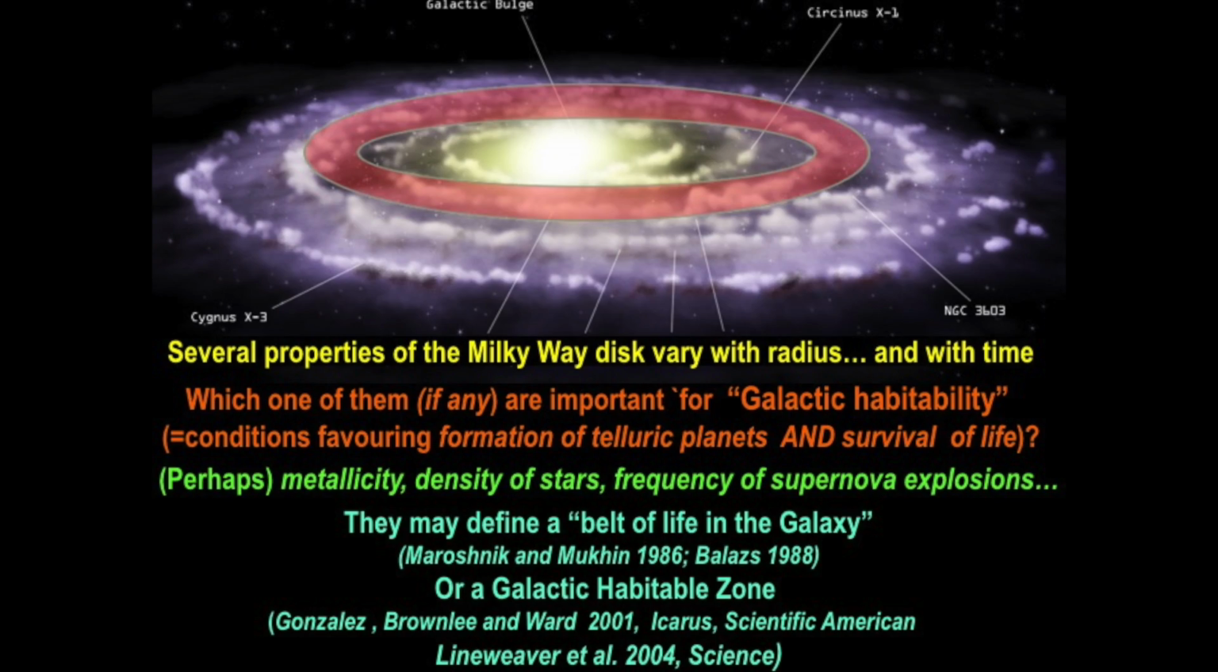And this is how the concept of what we called first belt of life in the galaxy emerged in the 80s, and it took the more modern name of galactic habitable zone in 2000, after this paper in Icarus and Scientific American, and especially that paper of Lineweaver et al. in Science in 2004.